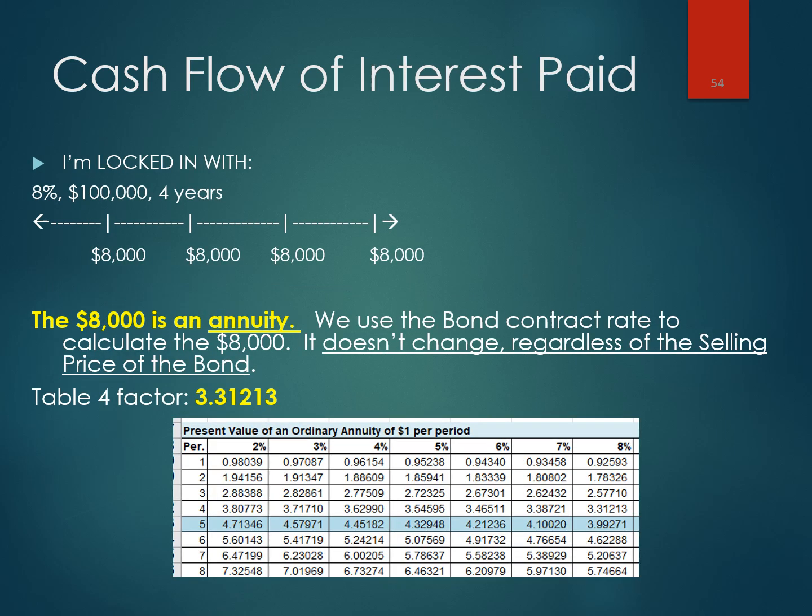Then we're going to do the same thing, with a different timeline for the interest payments. You can see them there. Every year we pay 8% of 100,000. For this calculation, the only time we use the contract rate is when we calculate the actual interest payments. When we go to the present value tables, we're going to use the market rate. But in this example, the market rate and the contract rate are the same. So again, we go out to 8%, 4 years, and we get that factor, 3.31213, and we multiply it by 8,000.